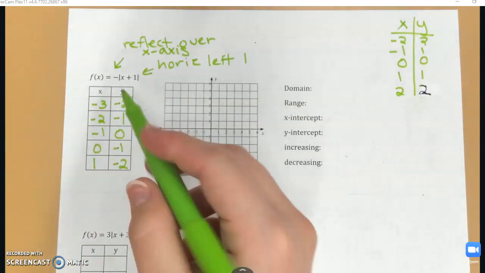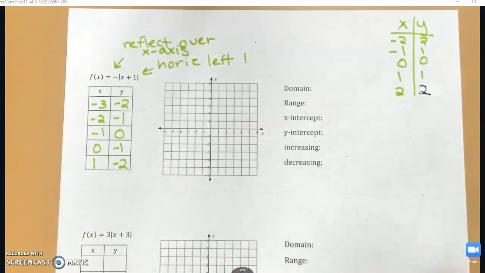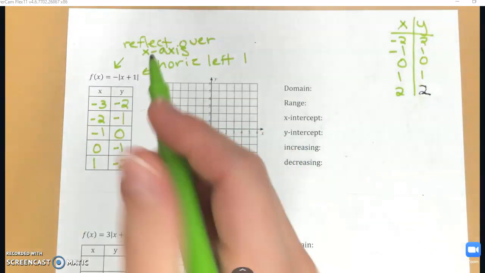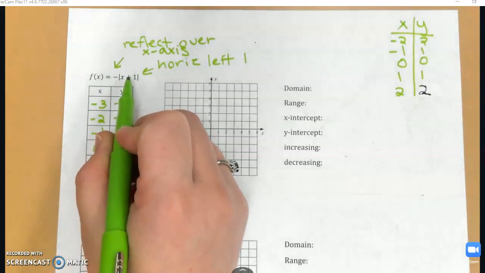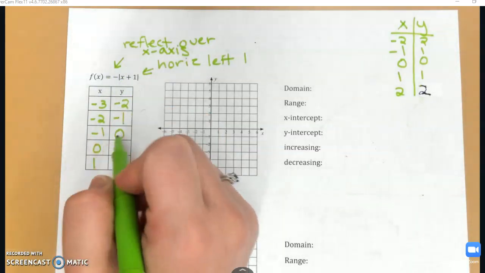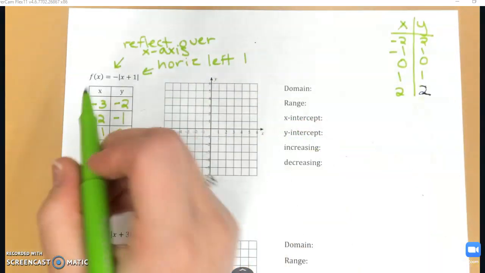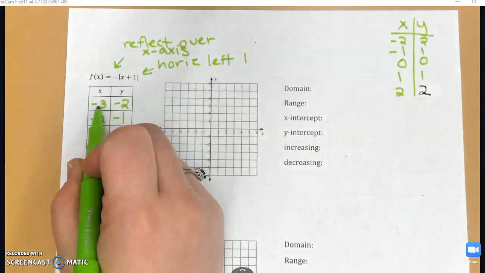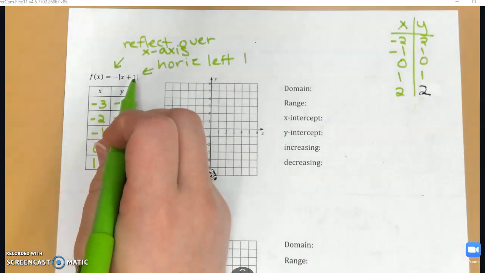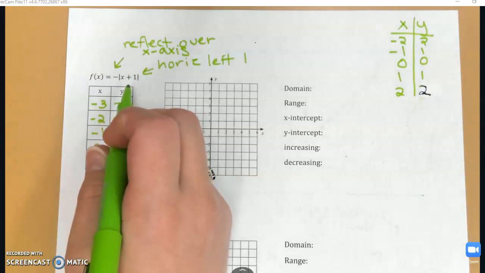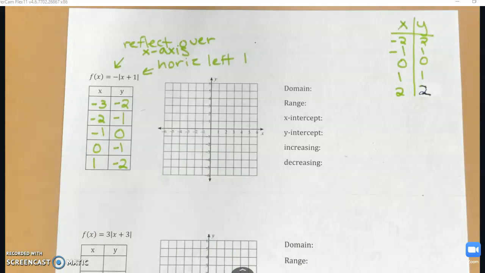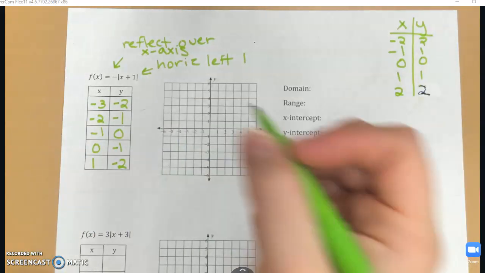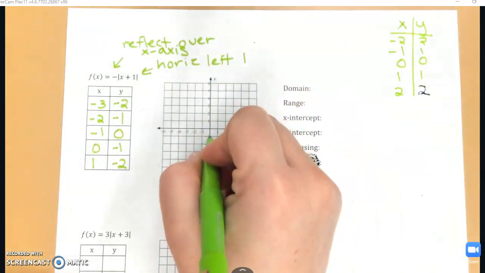And again, I can pick one of these at random, plug it into my function, make sure I get the correct output. Let's go with -1. The absolute value of -1 + 1, -1 + 1 is 0, so that gives me 0. We could try another one just to make sure we've got it correct. Let's do -3. -3 + 1 is -2. The absolute value of that is 2, but then the negative on the outside gives our output as a negative. So let's plot these new points.